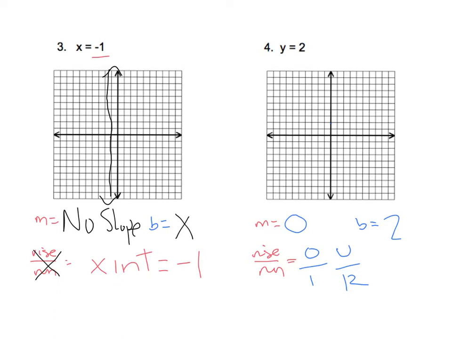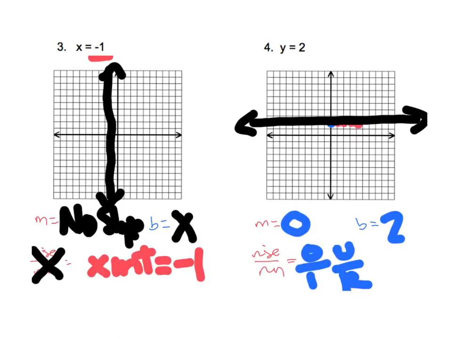And like my directions say, I go up 0, so I don't go up or down, but I do move to the right 1 unit, right 1 unit, right 1 unit, right 1 unit. So you can clearly see that this is going to create what we like to call the horizontal line.